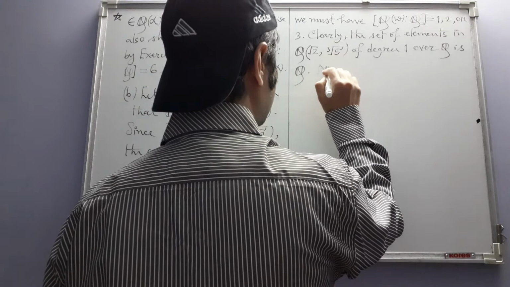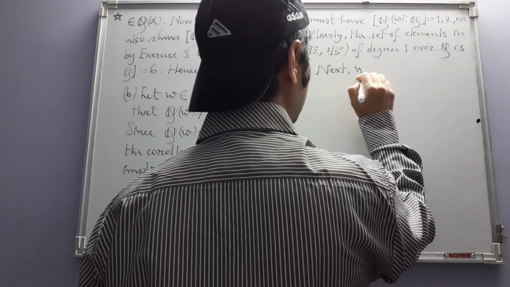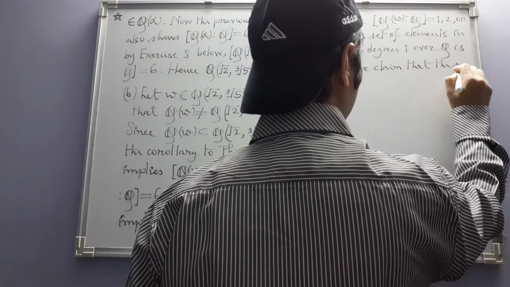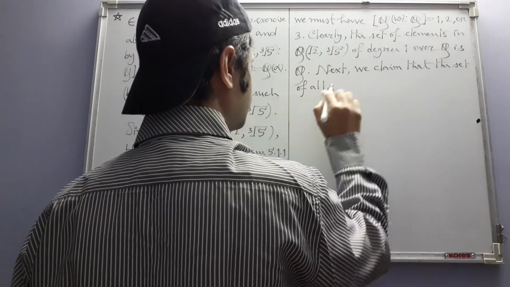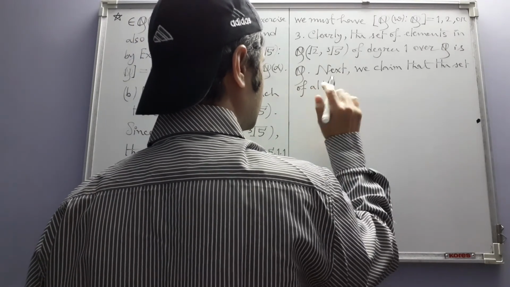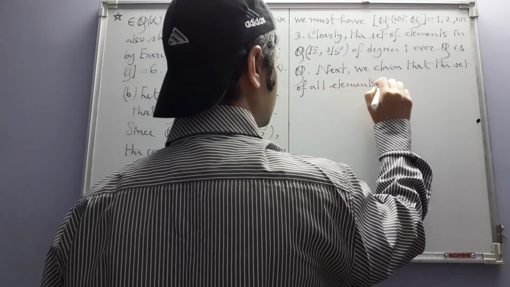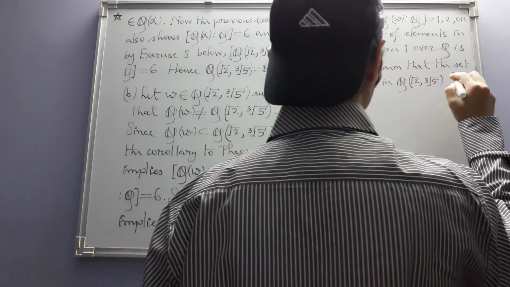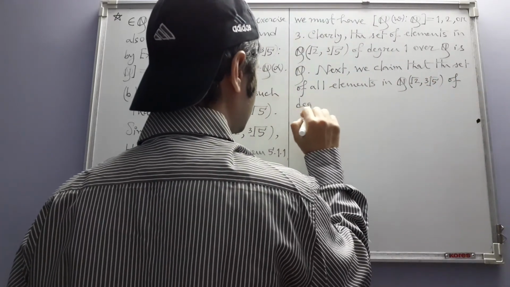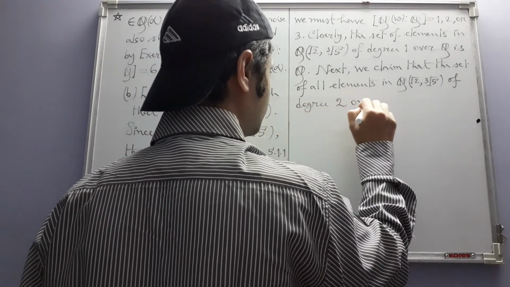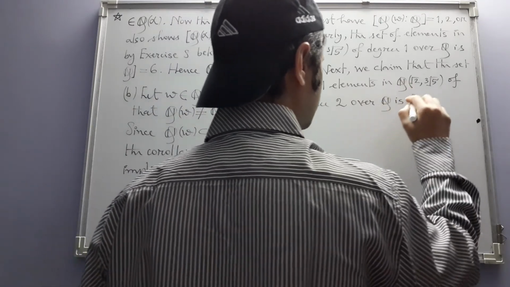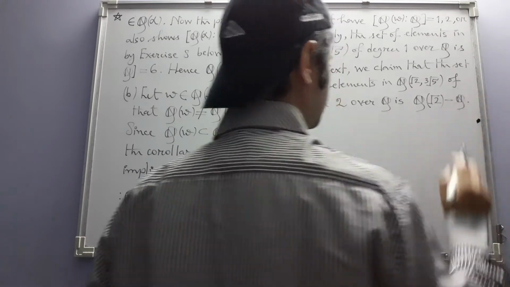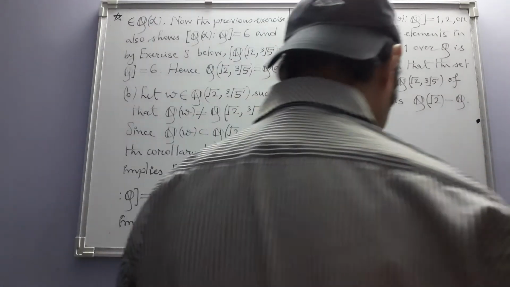Next, we claim that the set of all elements in Q(root 2, cube root of 5) of degree 2 over Q is Q(root 2) minus Q. Okay, that is our claim.